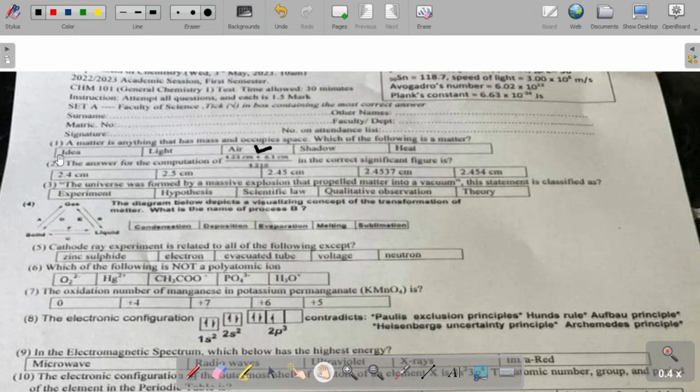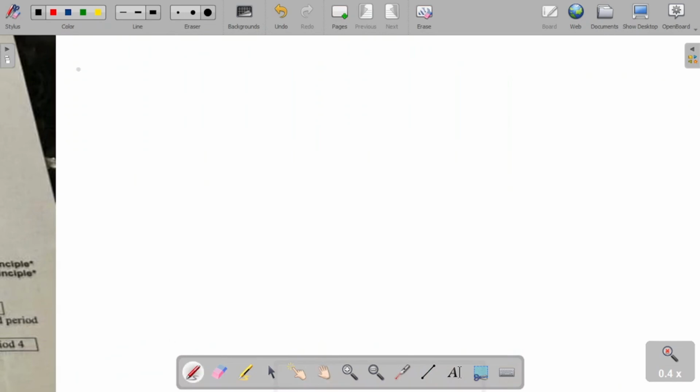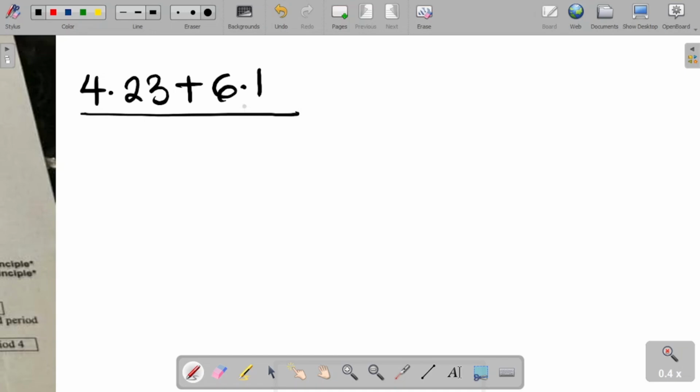Question 2 says the answer for the computation of this in the correct significant figure is, now let me write out the number you have there. The number you have there is simply 4.23 plus 6.1, all divided by 4.218. They ask you to compute this to the correct significant figure.